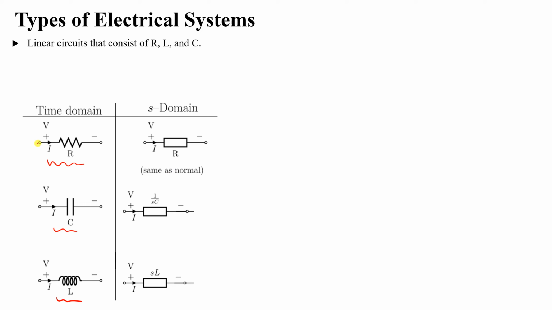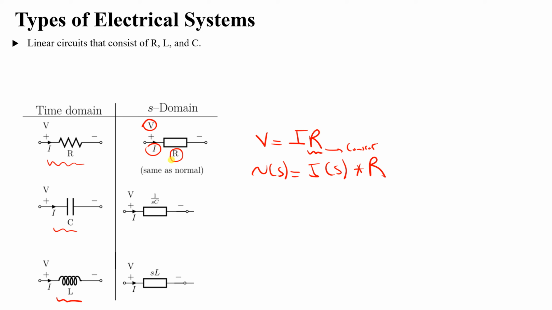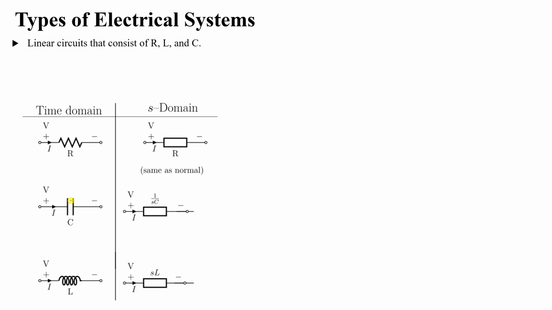Now look carefully here. For this equation in the time domain, it is V equal to I multiplied by R, right? This is V as a function of time and current as a function of time. So V of S will be I of S multiplied by the resistance itself, because the resistance is a constant value. So you only get the Laplace transform for current and the Laplace transform for V. So the equivalent system will be V and I and the same resistance R, same as normal, nothing changed at all.